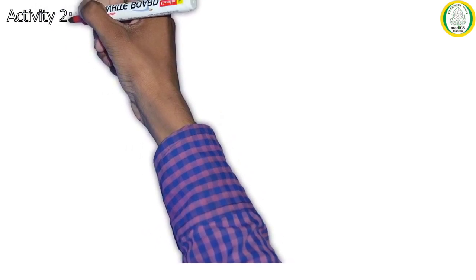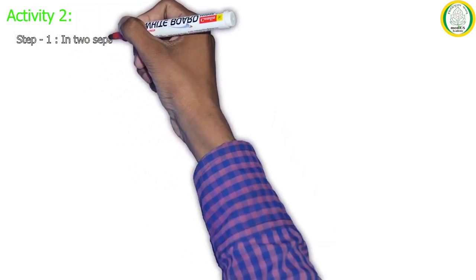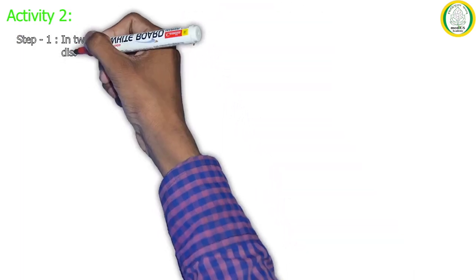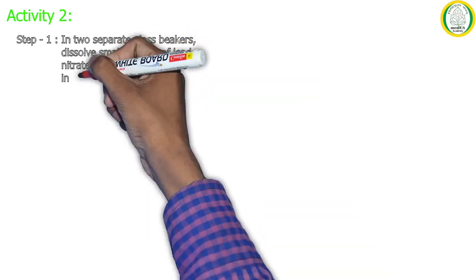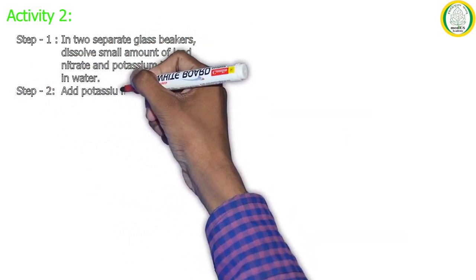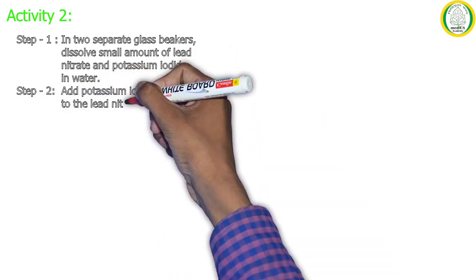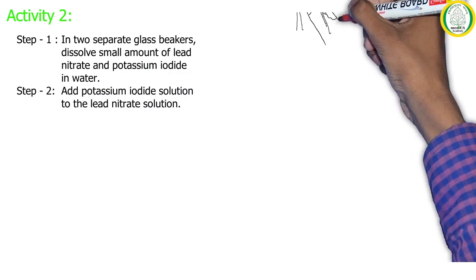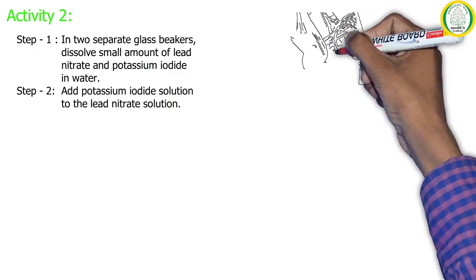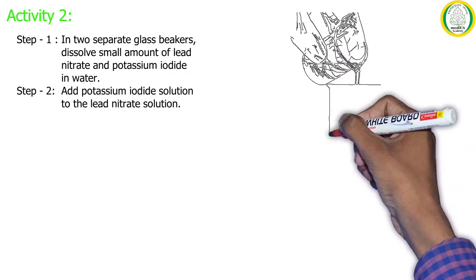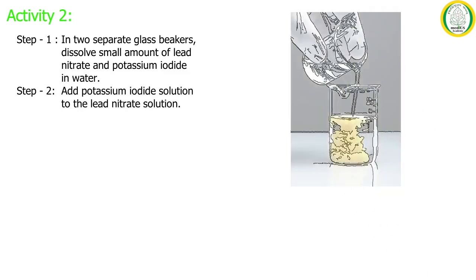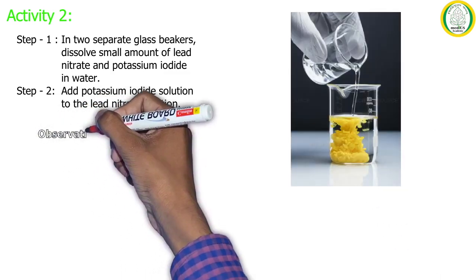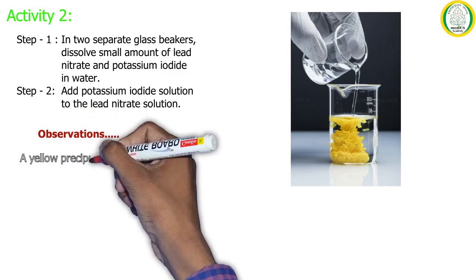Activity 2. Step 1: we take 2 separate glass beakers and dissolve a small amount of lead nitrate and potassium iodide in water. Step 2: add the potassium iodide solution to the lead nitrate solution. Observations: a yellow precipitate, or PPT, is formed at the bottom of the flask. It is formed because it is insoluble in water.